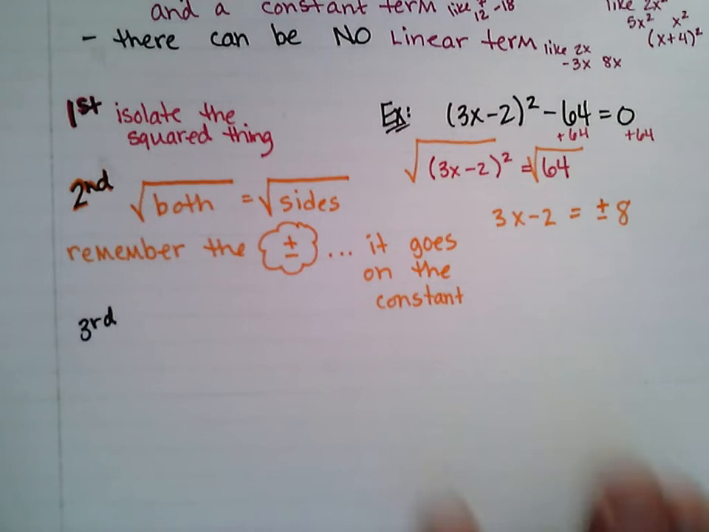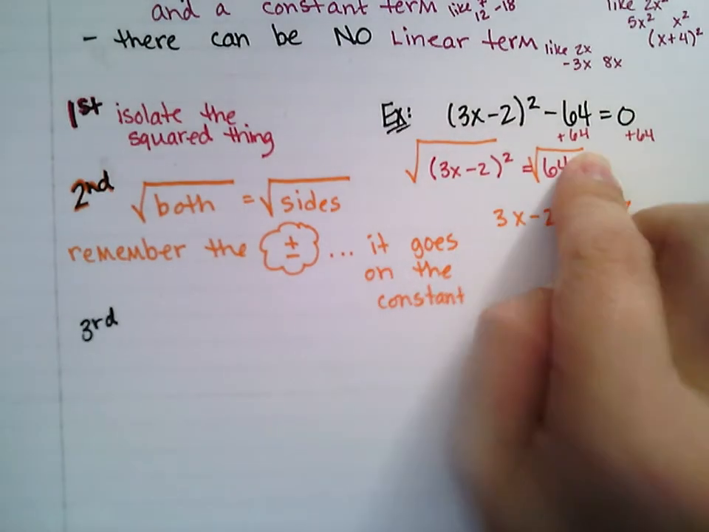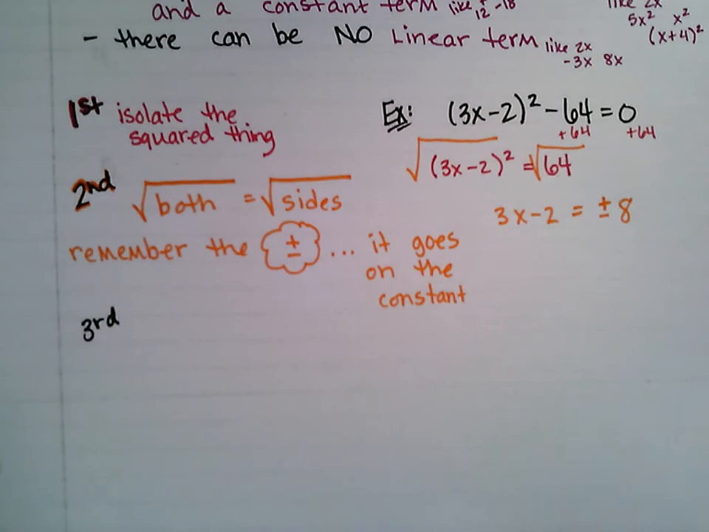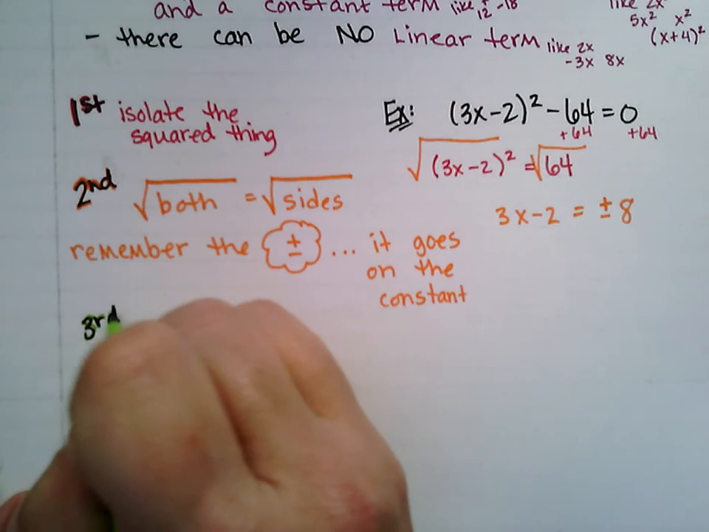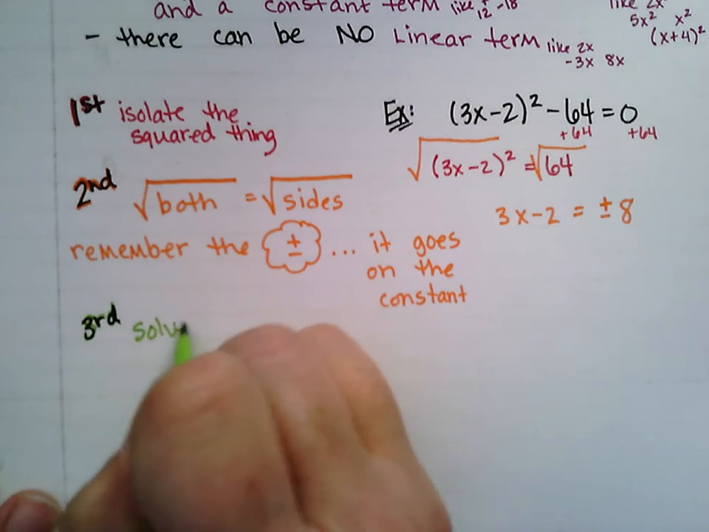If the square root's already in the problem, you don't have to worry about it. But as soon as you draw that square root on both sides like that, you got to remember to do plus minus. Then the third thing we're going to do is that we still need to solve for x.